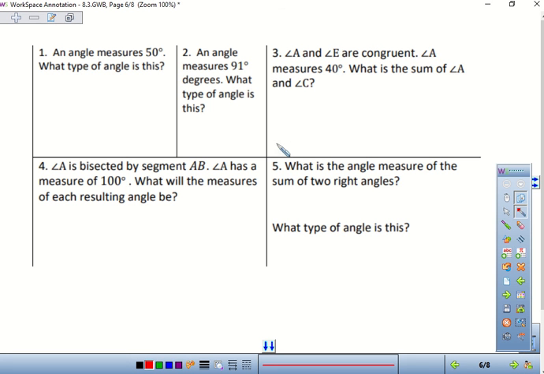Now we're going to do some angle classification. So an angle measures 50 degrees. What type of angle is this? Good, this is an acute angle. If an angle measures less than 90, it must be acute. An angle measures 91 degrees. What type of angle is this? Good, this is obtuse. Obtuse falls between 90 and 180.